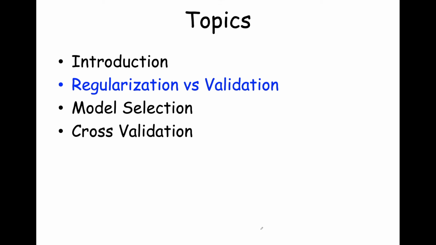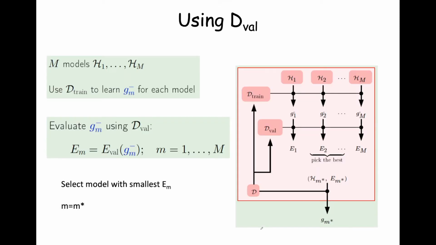Okay, continuing on, let's take a look at validation error for use in model selection. And so here we have a bunch of hypothesis sets, H1, H2, up to and including H sub m. So the hypotheses that you're going to consider, you're going to have m many of them. What a hypothesis is in this case can be one of many different things.